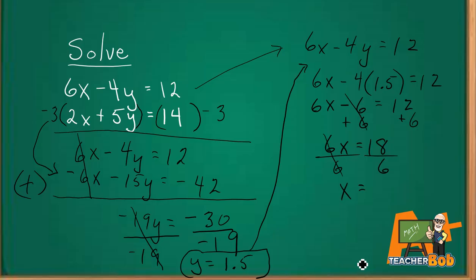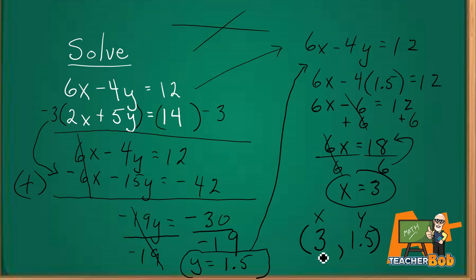X is equal to 6 goes into 18 3 times, doesn't it? Okay, so that's our solution with rounding off y to the tenths place value. So our solution is x is 3 and y is 1.5 or 5/10. You could put both of these x and y values back into both of the original equations, and they will make those equations true.